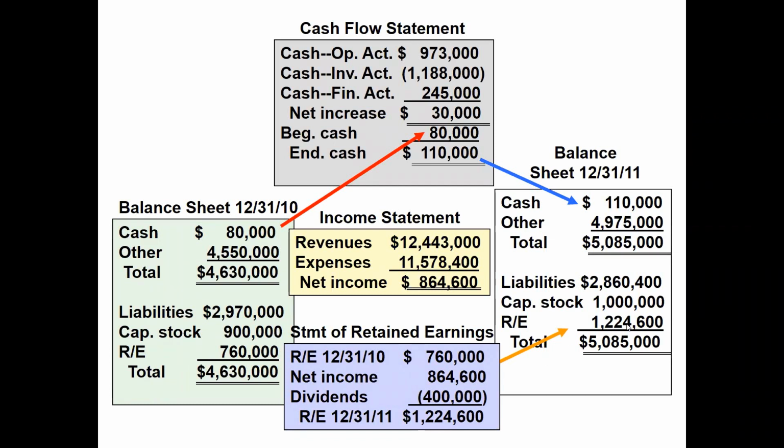Now, the retained earnings here, they pick this straight, because when you add the liability and the capital stock for 2011, the difference between that and the total, the 5 million, is 1,224,600. So that becomes our retained earnings.